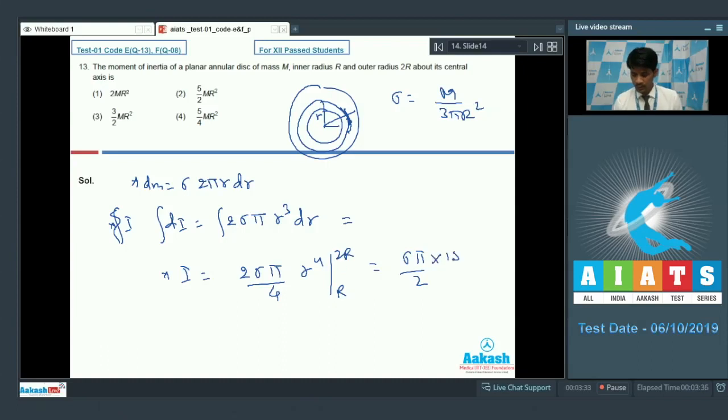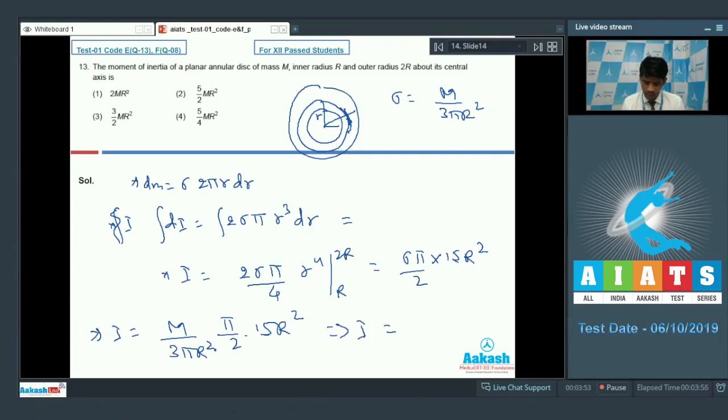It is 15R^2. Sigma was how much? It is M divided by 3 pi R^2. So let's put the value of sigma, M divided by 3 pi R^2, into the remaining portion, pi by 2 into 15R^2. I am having the value of I with 3 and 5 here. Pi will cancel out. 5MR^2 divided by 2, so 5 by 2 MR^2. This is the final answer.